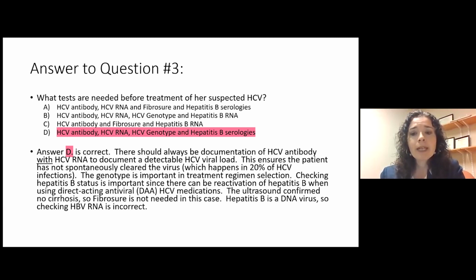The hepatitis B is a DNA virus, so B and C are wrong for that reason, and answer A is incorrect because you do have an ultrasound already that demonstrates no evidence of cirrhosis, so FibroSure in this case would be unnecessary. But if you answered that, that's good thinking.